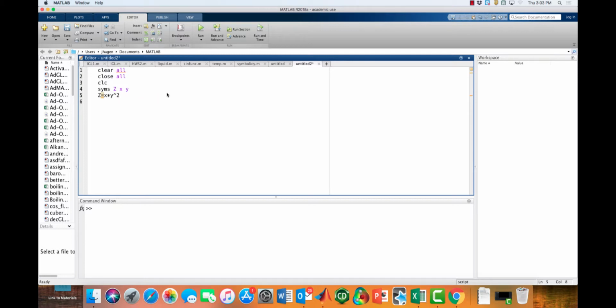And let's make this a little more interesting. Let's have it something like x plus y to the fourth, or something like that. Okay, so we have some function.